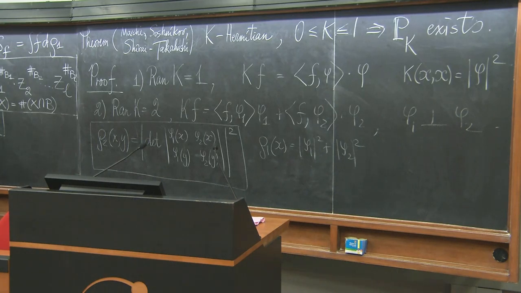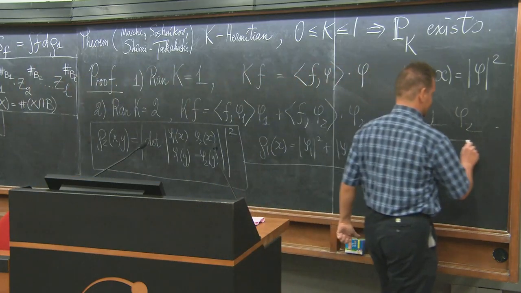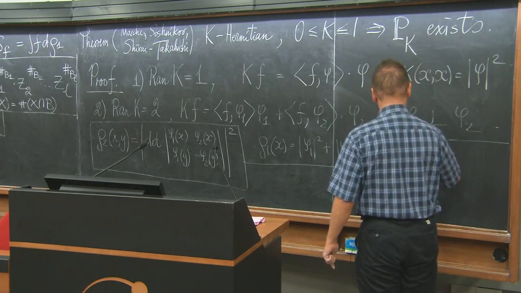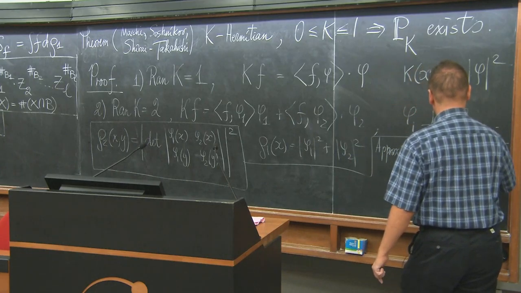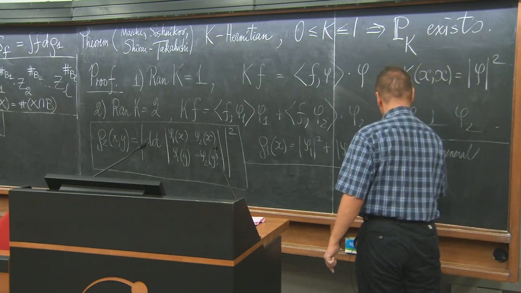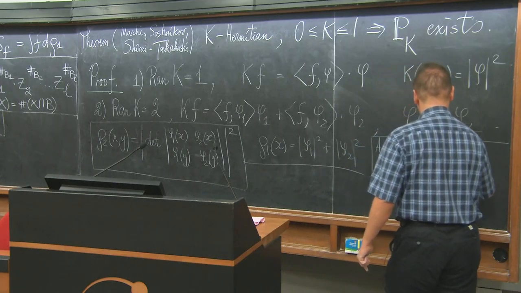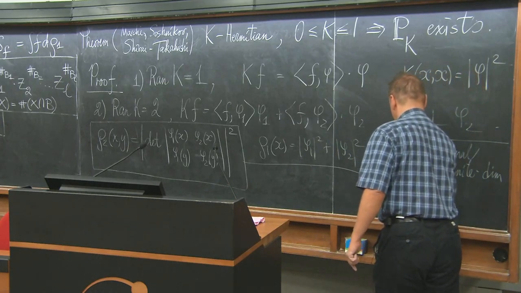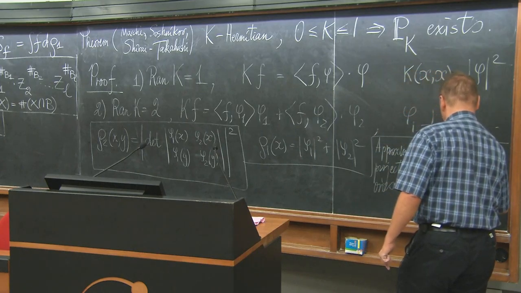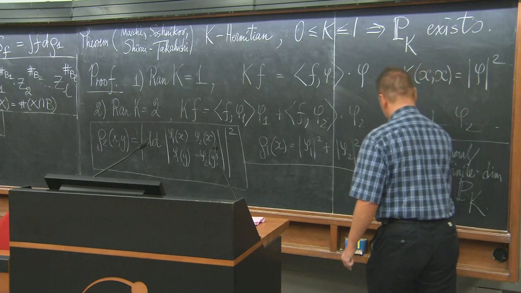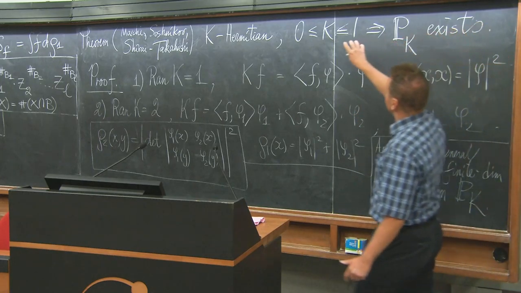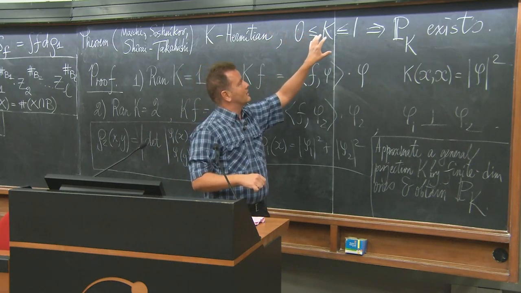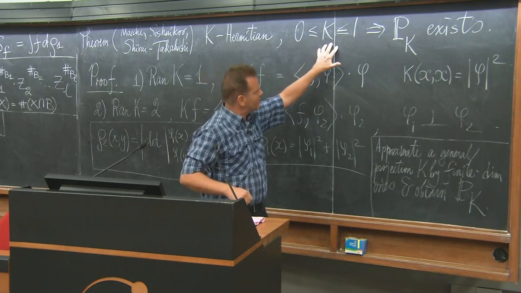And so the last step, the details of which I will leave as an exercise, is that now we approximate a general projection K by finite dimensional ones and obtain the process. In fact, not only a self-adjoint projection, but any self-adjoint contraction can be approximated.